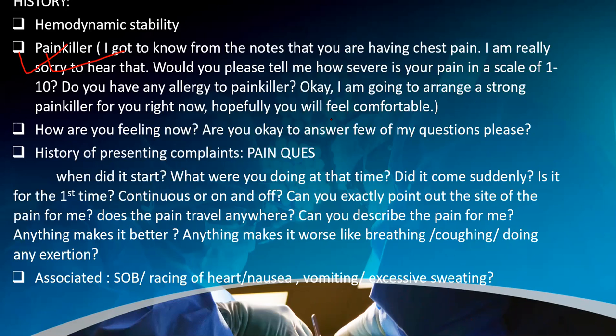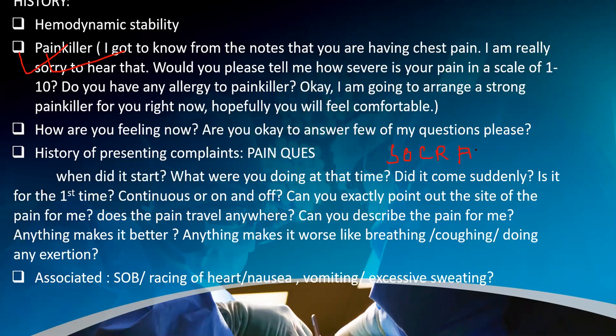And then you come back to the patient and say, how are you feeling now? Are you able to answer a few of my questions? Yes, doctor. Can you please tell me more about the chest pain? When did it start? What exactly were you doing at that time? Now you are asking your SOCRATES questions, the pain questions.